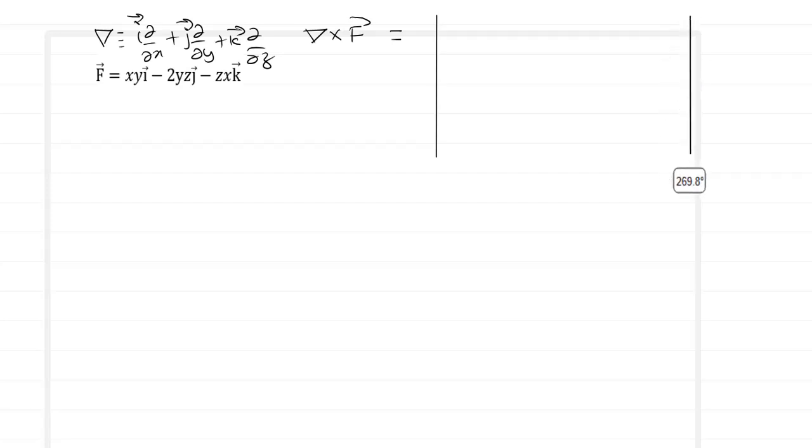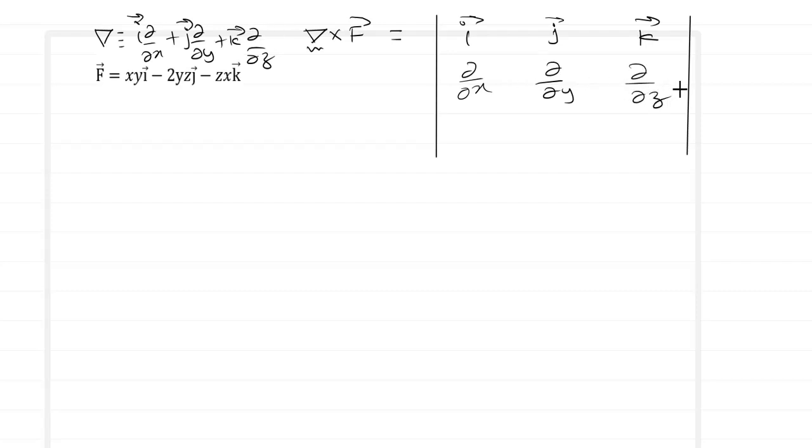What is going to be my inputs? The first input is going to be my vectors. What is my vector? i, j, k. What comes first? Del comes first. What is the i component of del? Dou by dou x. What is the j component? Dou by dou y. What is the k component? Dou by dou z. So we have filled the second line.